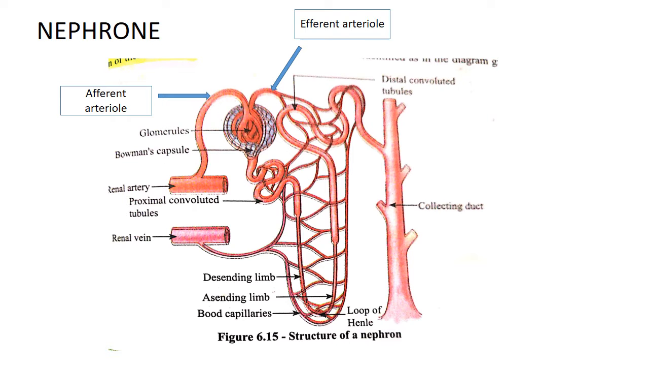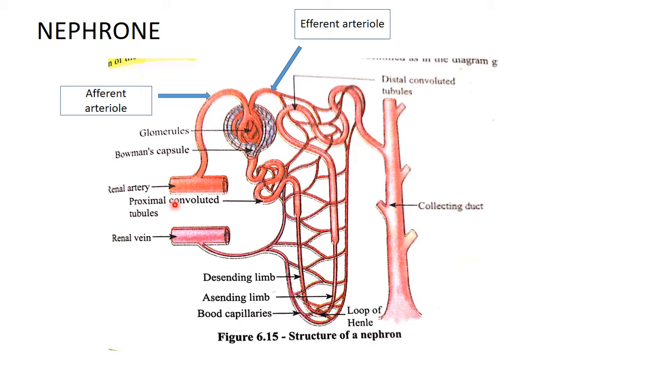Nephron. Nephron is a structural and functional unit of the kidney, and it is microscopic, and millions of nephrons are present in a kidney. And look at the important parts of this nephron.